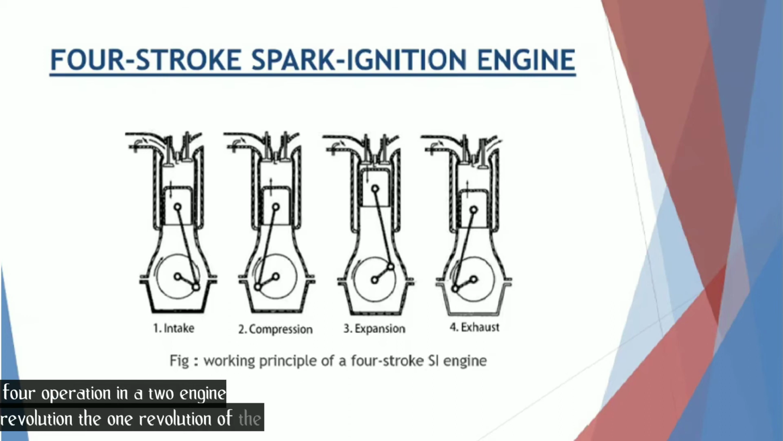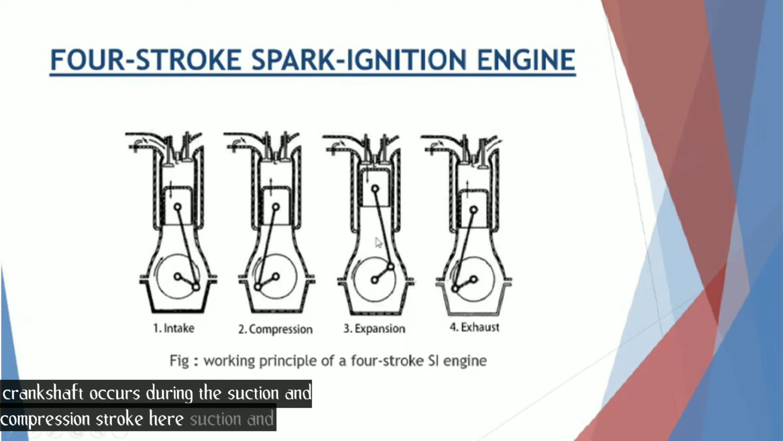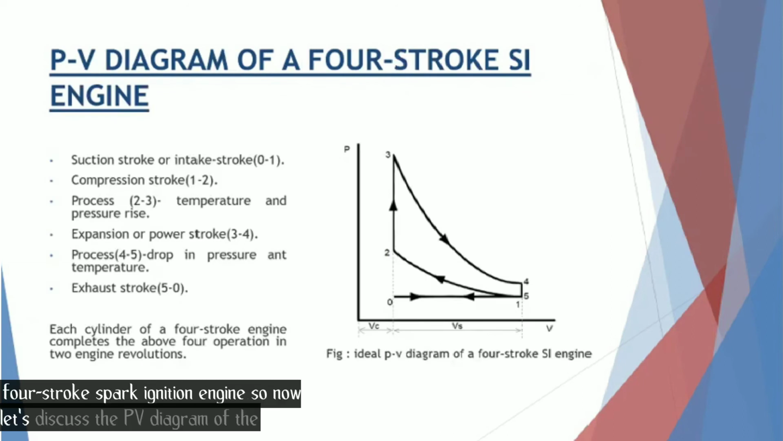One revolution of the crankshaft occurs during the suction and compression strokes. Here the suction and compression strokes consist of one revolution, and the second revolution is during the power and exhaust strokes. Thus for one complete cycle there is only one power stroke while the crankshaft turns through 2 revolutions. So this is all about the 4-stroke spark ignition engine. Now let's discuss the PV diagram of the 4-stroke spark ignition engine.